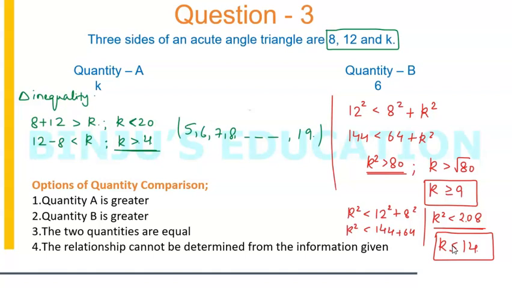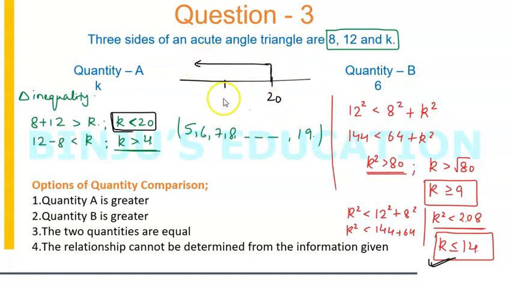Now, if we want this triangle to be an acute angle triangle, we have to figure out a common answer for the four inequalities. K is less than 20, k is less than or equal to 14. So k has to be less than or equal to 14 because that will be the common part. If you want, you can draw on a number line also. K is less than 20 and k is less than or equal to 14 also. So this is the common part, which is k is less than or equal to 14.